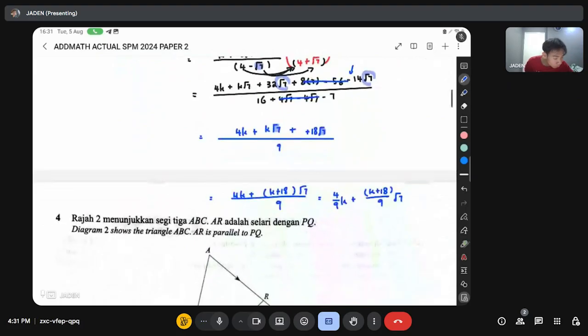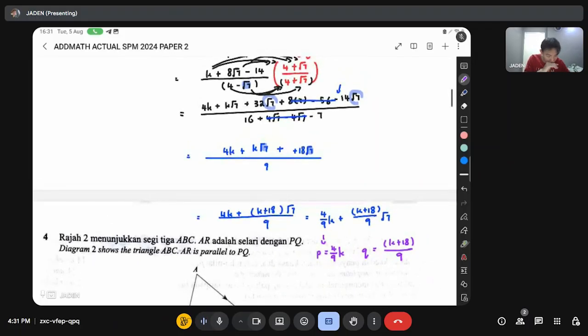So what is your p and what is your q? Your p is 4 over 9k. Your q will be k plus 18 and then divided by 9. That is your p and q.